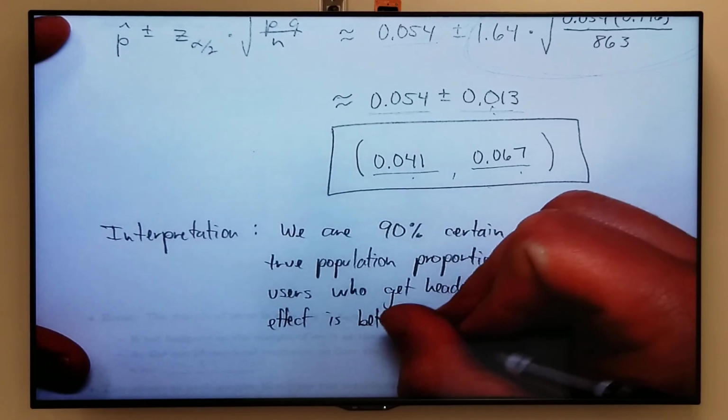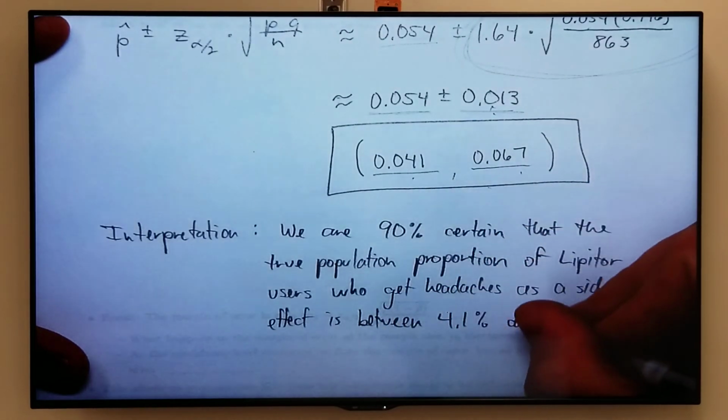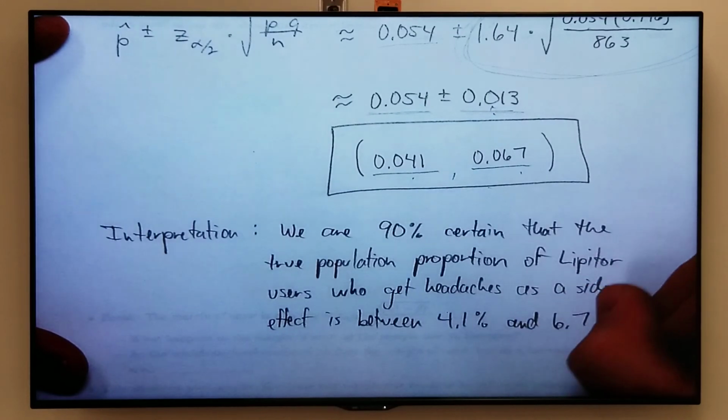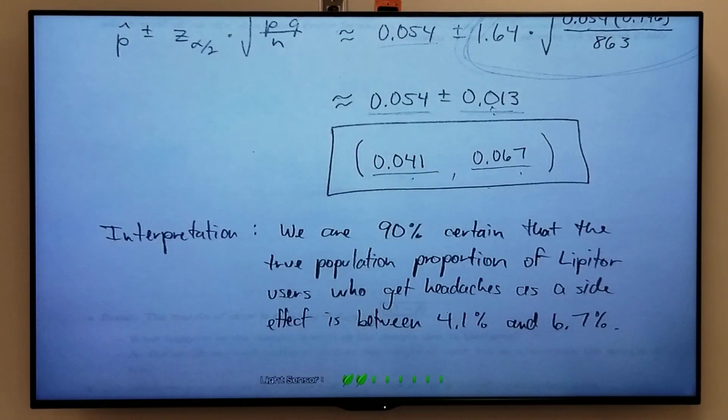between 4.1% and 6.7%. Okay, there's our interpretation. Let's take a look at the next page.